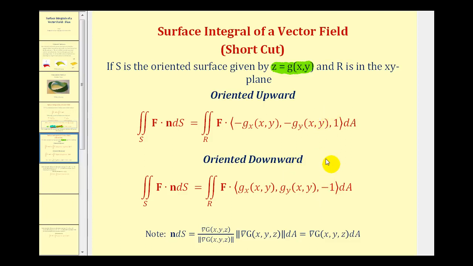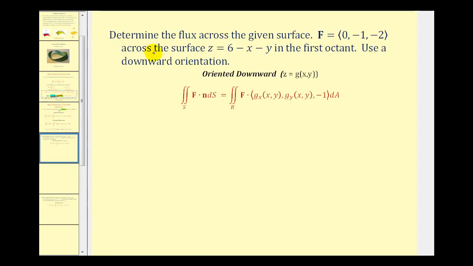Let's take a look at our first example. Here we want to determine the flux across the given surface where the vector field is equal to <0, -1, -2>, and the surface is z equals 6 minus x minus y. So the first thing we should recognize is that g of x and y is going to be equal to 6 minus x minus y.